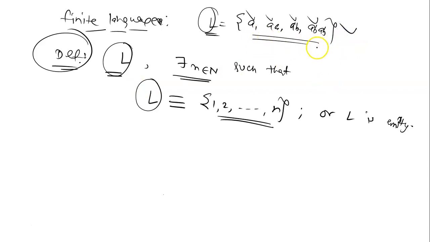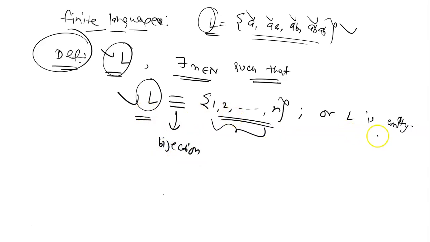The first is a very simple definition: the number of strings is finite. But this is a more sophisticated definition. Here he is saying that we have a language L, and for that language there exists a natural number n such that between L and the set from 1 to n we have a 1-to-1 correspondence, or you can say we have a bijection. This symbol we are using for bijection. There exists a bijection between L and this set, or L is empty.